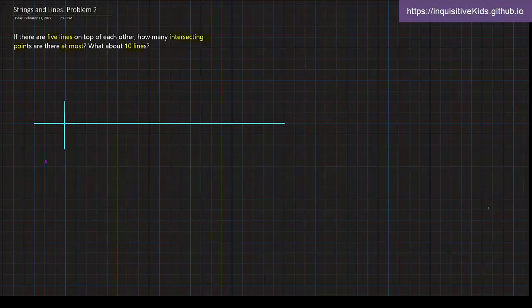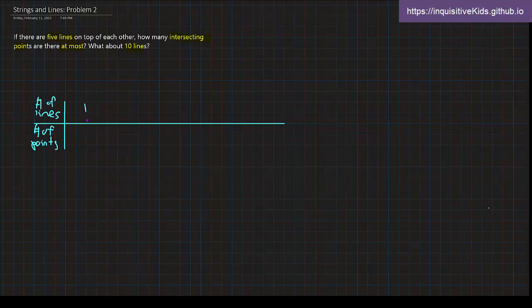So first, what do I want this top to be representing? Well, this should probably be the number of lines. And if the number of lines change, then the number of points change. And this is just short for the number of intersecting points at most. Okay, at most. Those 2 words are very important.